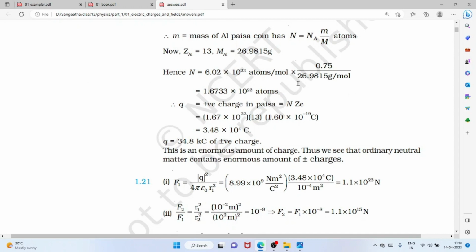See, this is the aluminum's atomic weight. Okay, atomic number and atomic weight. Atomic number 13, atomic weight is.